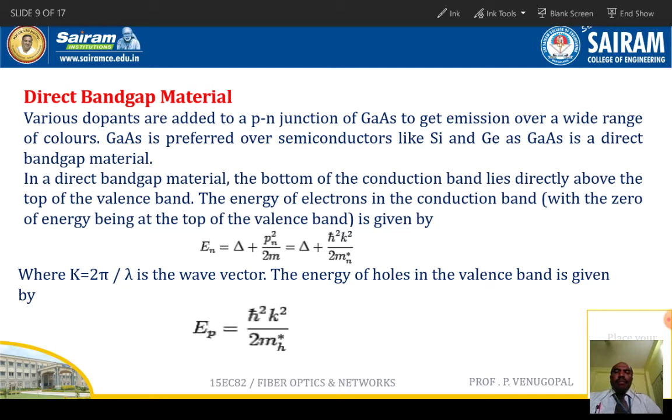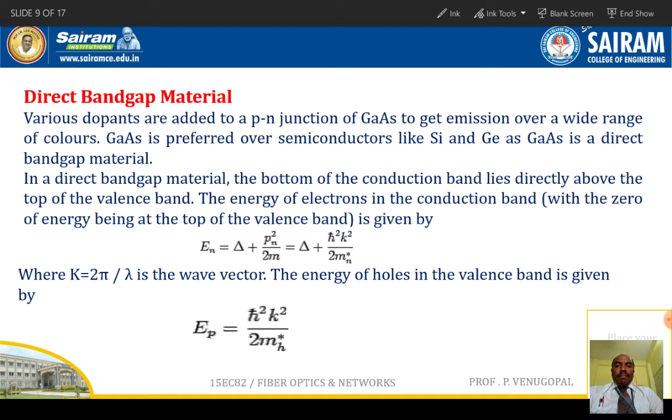In a direct band gap material, the bottom of the conduction band lies directly above the top of the valence band. Refer to the figure and you will understand better. In the first figure, the upper one is the conduction band, and the one below is the valence band.